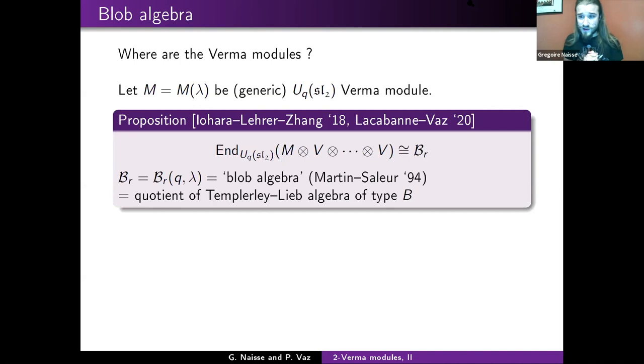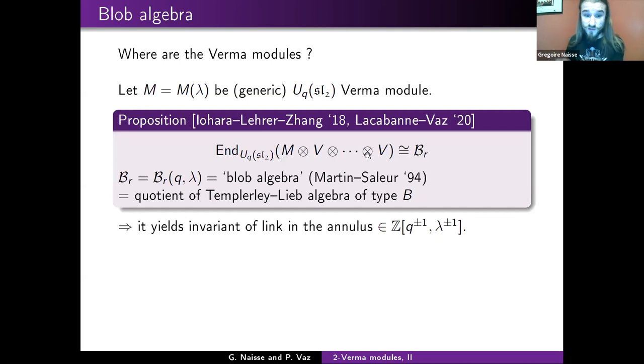Okay, and another thing is, because you have this type B algebra thing, it appears that you can also construct invariants of links, but in the annulus this time. And the intuition here is that each copy of a fundamental representation of quantum SL2 somehow gives you a strand of your link. But then what you can also do is apply twice the braiding on the first two terms. And what it will do is take your strand and go around the Verma somehow. And so you can think of the identity of the Verma as the puncture in your annulus. And that's it. That gives you an invariant of links as a two-variable polynomial, where the second variable is your generic highest weight.